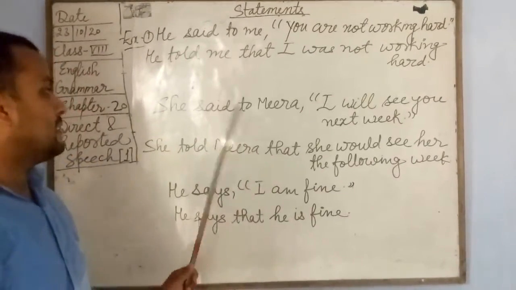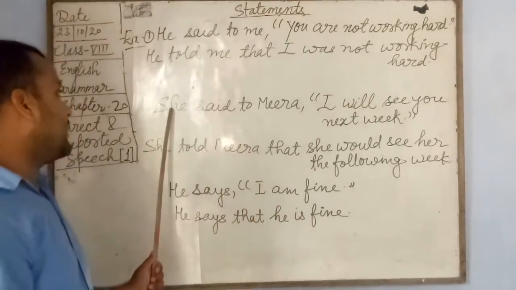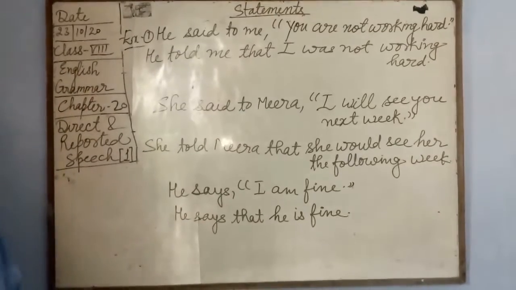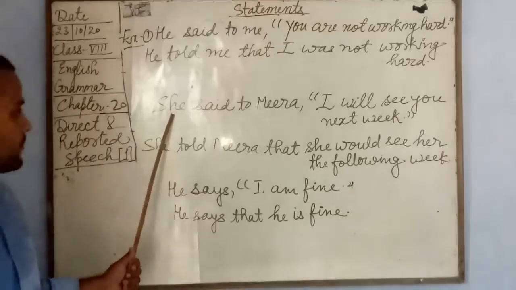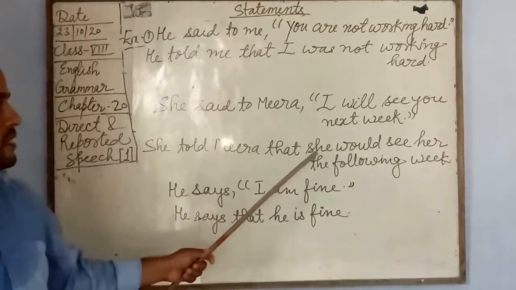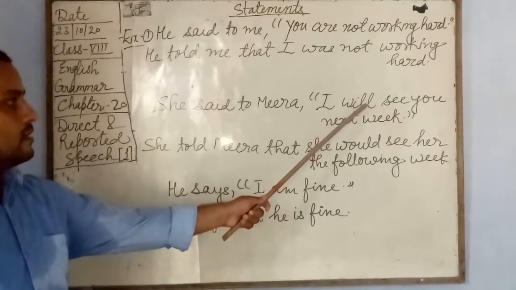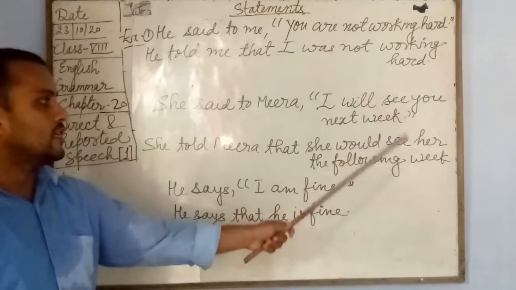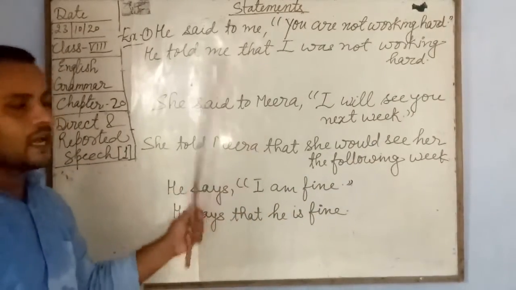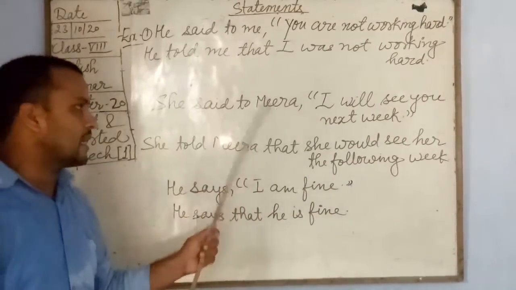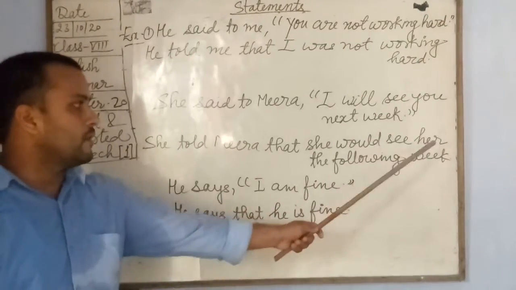Okay? We write "that". "I" is the pronoun of first person, so it will change according to the subject of reporting speech, and the subject of reporting speech is of third person and in feminine gender, that's why here we will write "she". "You" is the pronoun of second person and it will change according to Meera. Meera is in third person, it is a noun, and all nouns are always in third person. So here for Meera we will use "her".